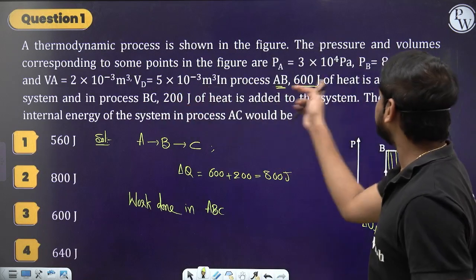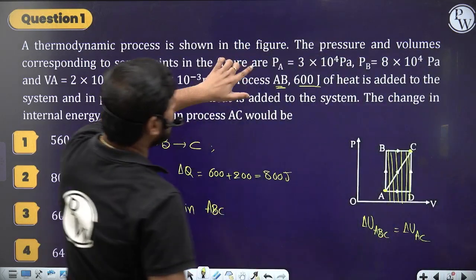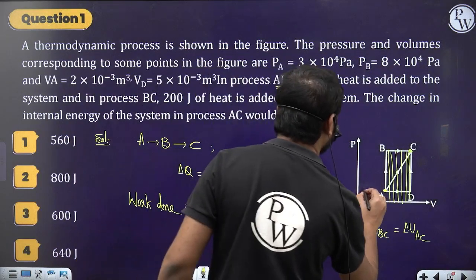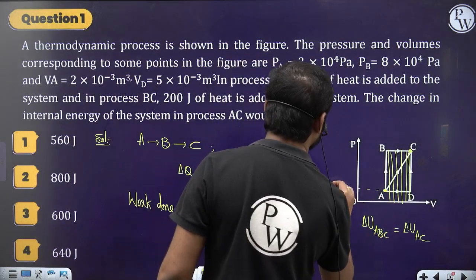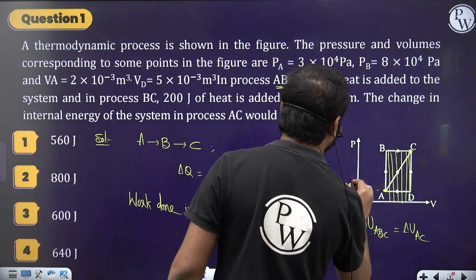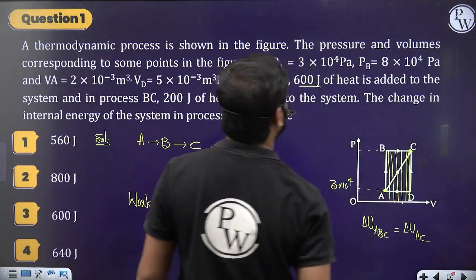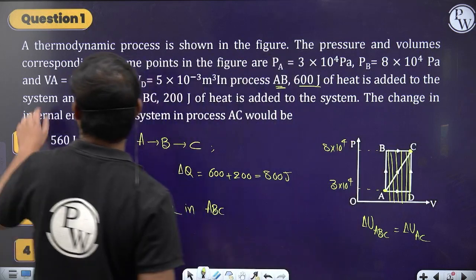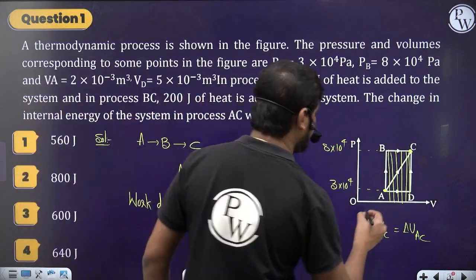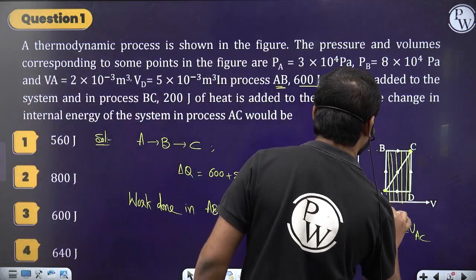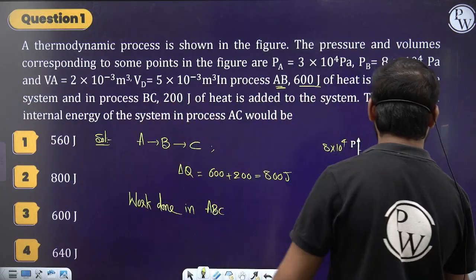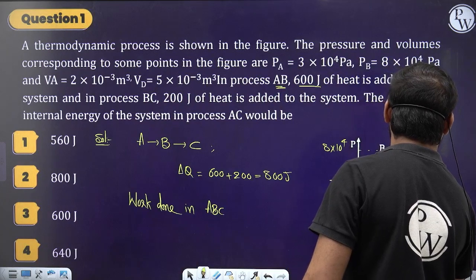So okay, here in the question it is given. PA is given, PB is given. So what is PA? Let's write the values here. PA is 3 into 10 to the power 4, and PB is 8 into 10 to the power 4. Fine, chalo. VA is 2 into 10 to the power minus 3, and this is 5 into 10 to the power minus 3, VD. Chalo.